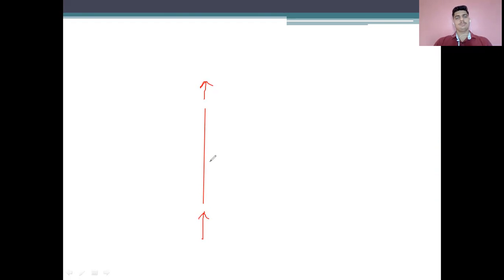Let us see it through an example. Let's say this is a wire. Let me just draw it in a straight way. This is a straight wire, and now imagine the current is moving from down to up. The current is moving in this direction, down to up. So now it generates a magnetic field around this wire.